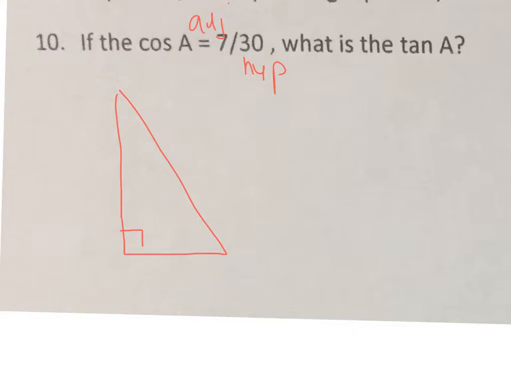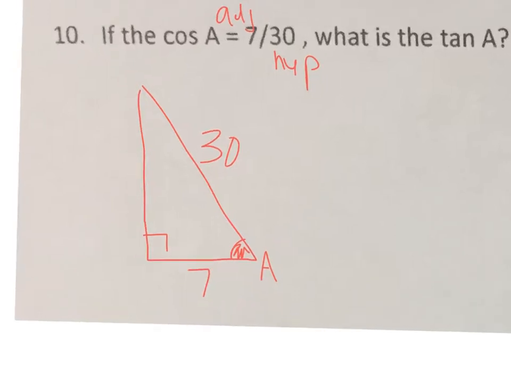a right triangle, where the hypotenuse is 30 units long, and if this is angle A, this side is 7 units long. Okay, because the cosine is a ratio of two sides of your triangle. So we're going to assume that it's already reduced as much as possible.